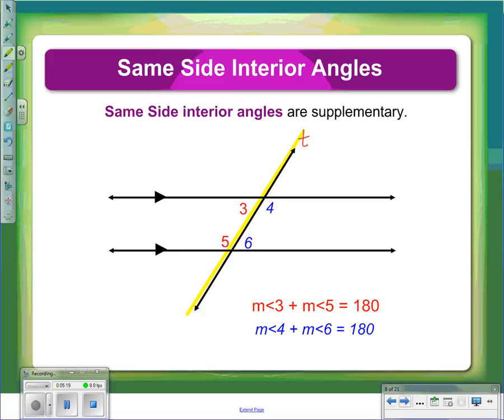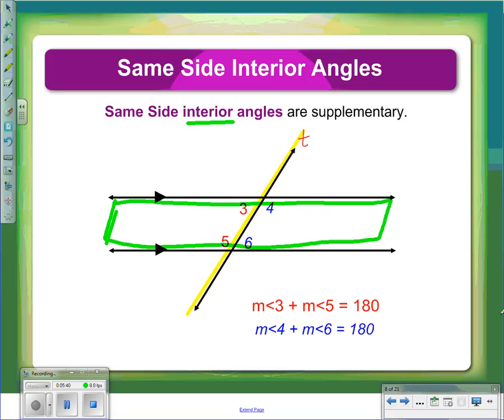And again, we're looking for the interior, so I'm looking for what's inside my two parallel lines. So the inside of the two parallel lines and on the same side, we have 5 and 3, and we also have 6 and 4. Now the thing we know about same side interior angles is that they are supplementary.